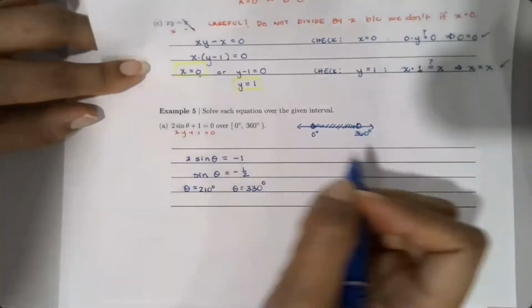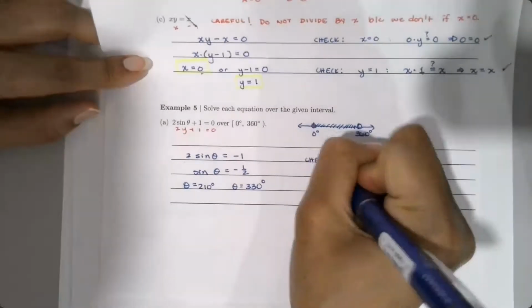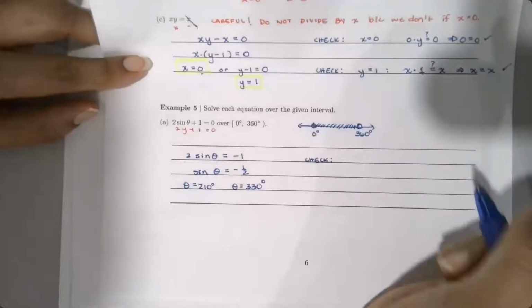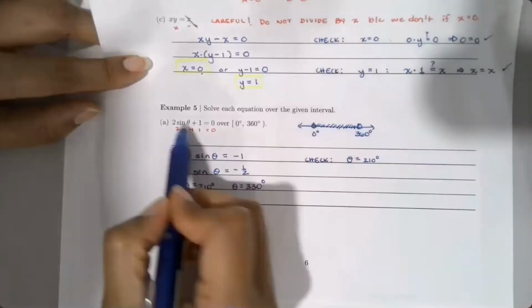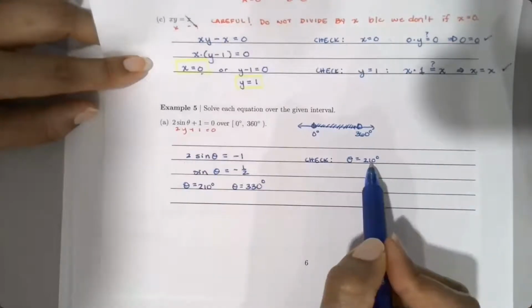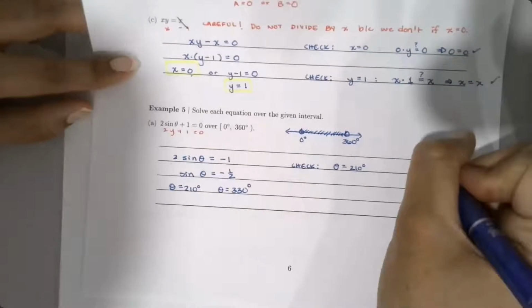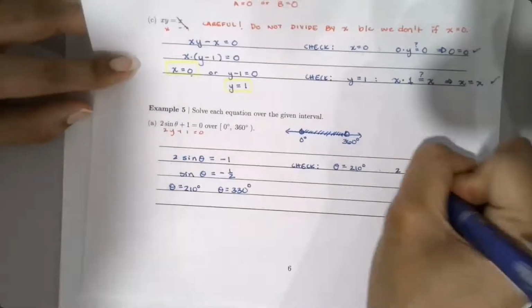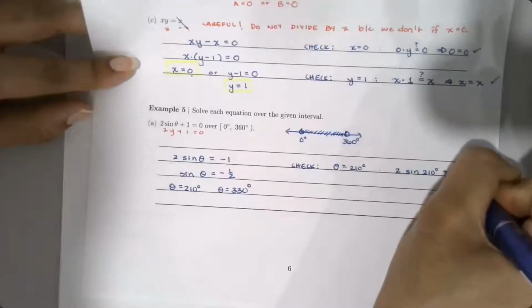Right, now we can check the same way that we checked for the algebra equations, by plugging back into the original expression. So we're going to take the 210 degrees and plug it in and check: is it true that 2 times sine of 210 degrees plus 1 will equal 0?